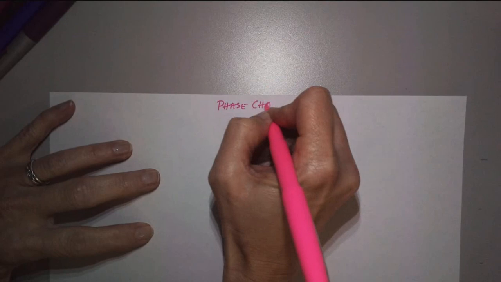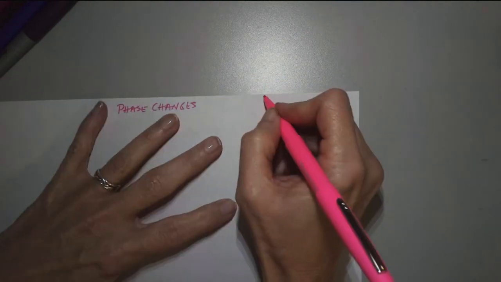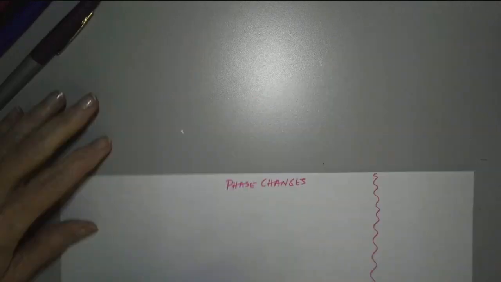So phase changes. And I'm going to take about a fourth of the page and I'm going to block it off right over here. Are you doing it narrowly, like this way? Okay. So I have my phase changes.